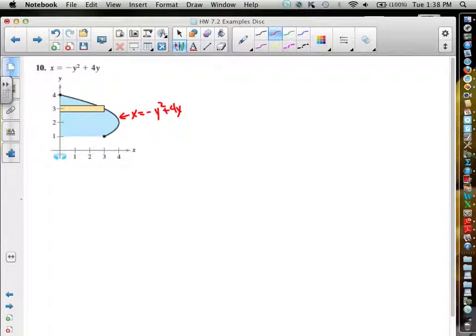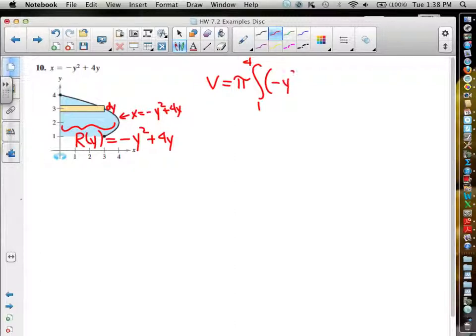The rectangle's horizontal, so what variables am I working with, x or y? Y's, right? Horizontal's going to be some y value there. And then, so let's set this up. So volume is pi. What does y range from and to? 1 to 4. And my radius, the end of the rectangle, this end minus this end is going to be that curve, negative y squared plus 4y. Other end of the rectangle touches the axis of rotation, which is 0. So my radius is negative y squared plus 4y.